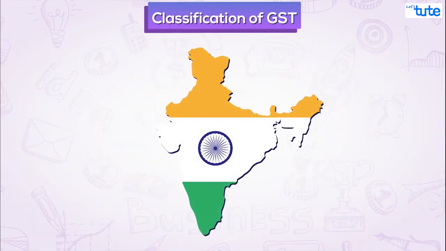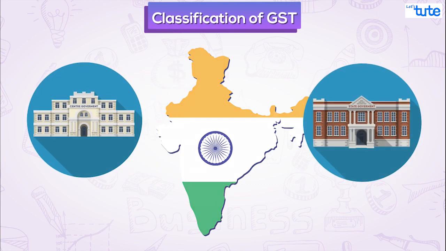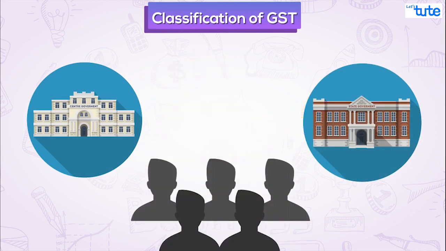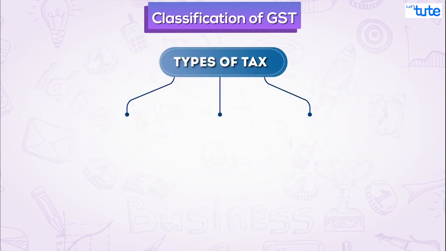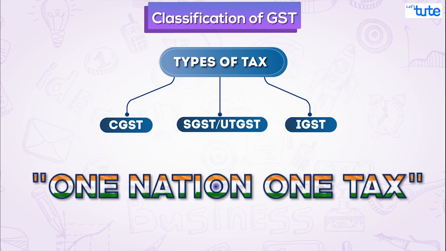India is a federal country where both the center and the state have been assigned the powers to levy and collect taxes. The three types of tax structures, that are CGST, SGST or UTGST and IGST, are implemented to help the taxpayers to take credit against each other, thus ensuring one nation, one tax.